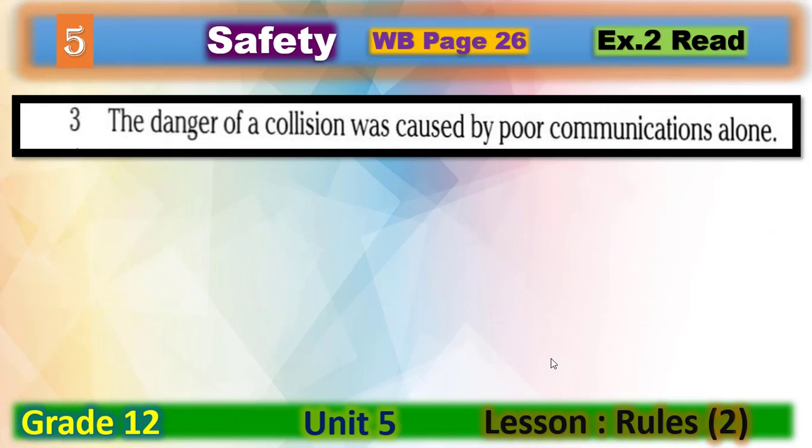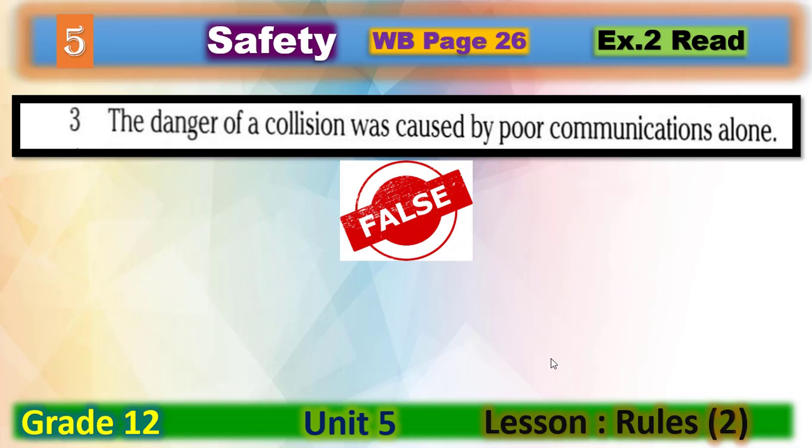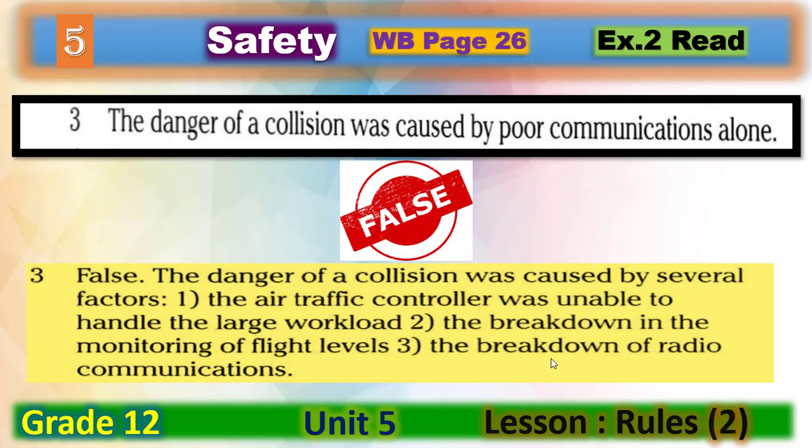Number 3. The danger of a collision was caused by poor communication alone. No, that's false. Why? Because the danger of a collision was caused by several factors, not only one. Number 1. The air traffic controller was unable to handle the large workload. Number 2. The breakdown in the monitoring of flight levels. Number 3. The breakdown of radio communications. Okay.